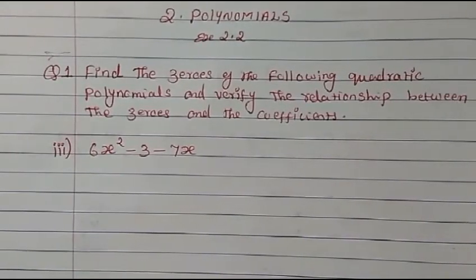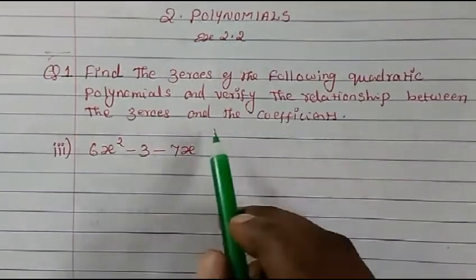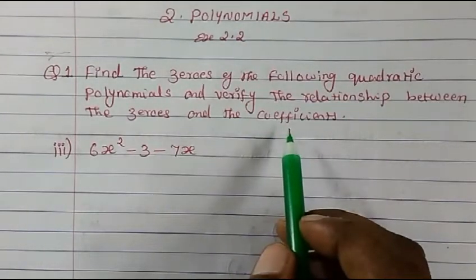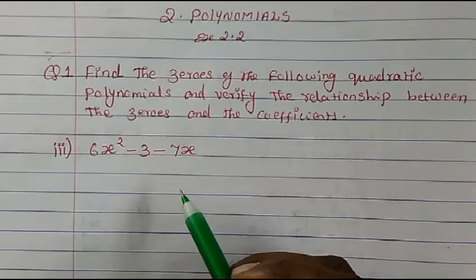Today we are going to study from class 10th, chapter 2 polynomials, exercise 2.2, question 1. Find the zeros of the following quadratic polynomials and verify the relationship between the zeros and the coefficients. We have already seen the first and the second part in the previous video. Here we will see the third and the fourth part of it.